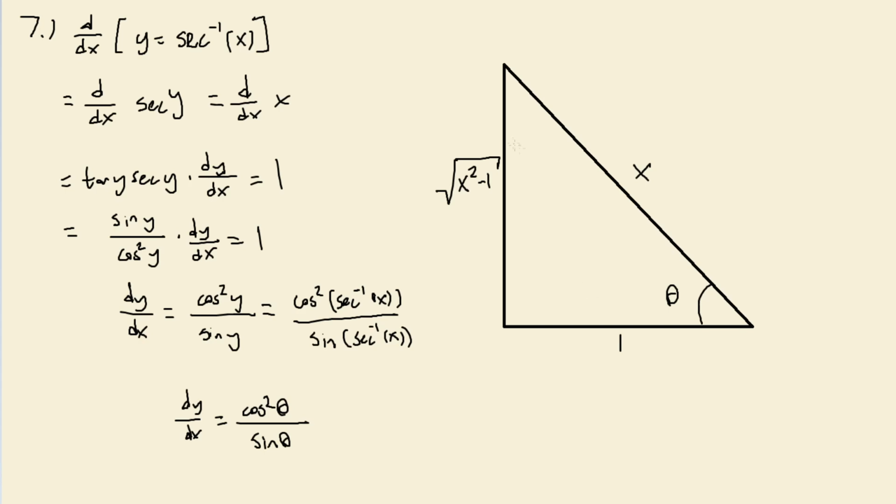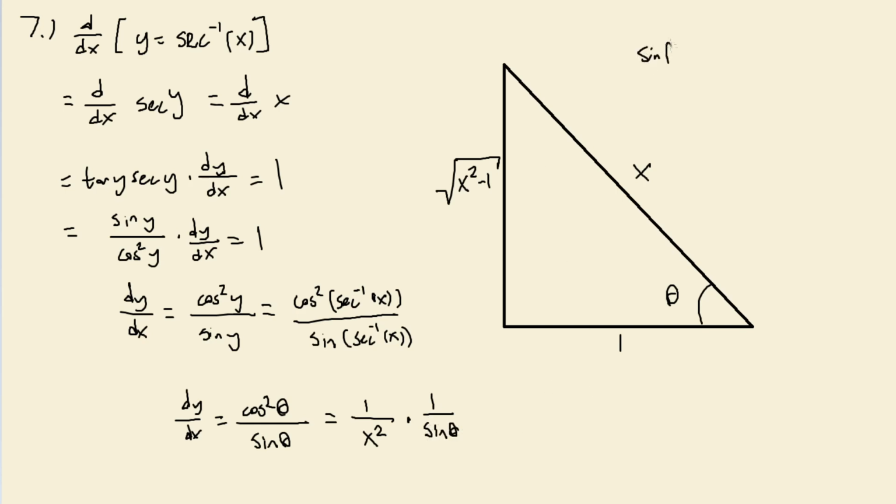And now you can see cosine squared of theta. Well, that's easy. Cosine is just adjacent over hypotenuse. So that's 1 over x squared. So this is going to be 1 over x squared. And then we have to multiply by 1 over sine of theta.